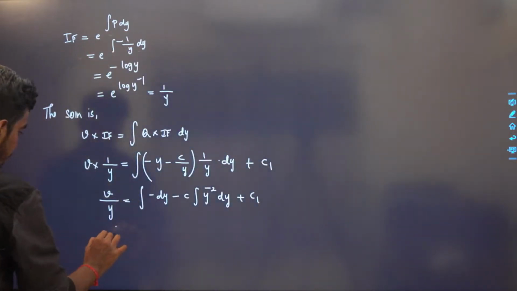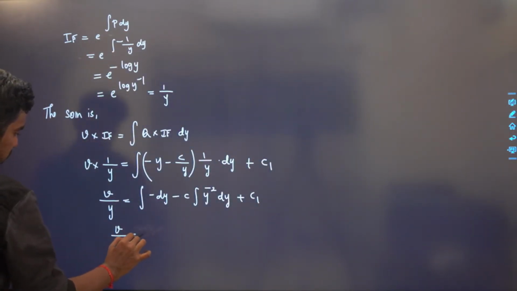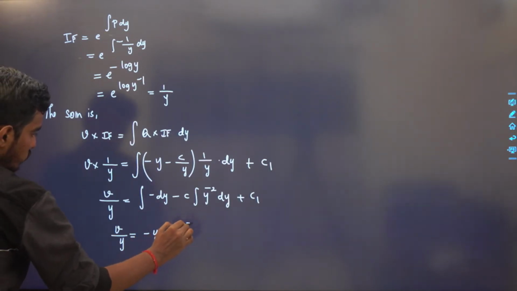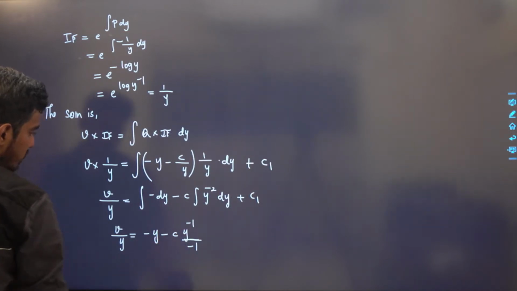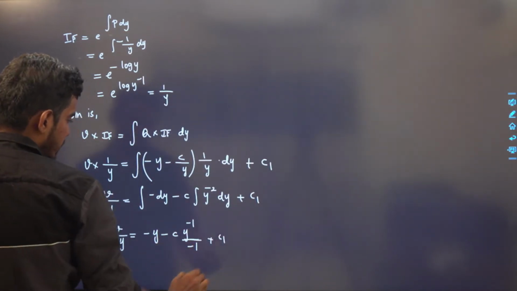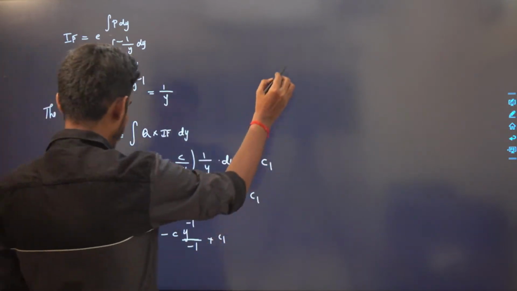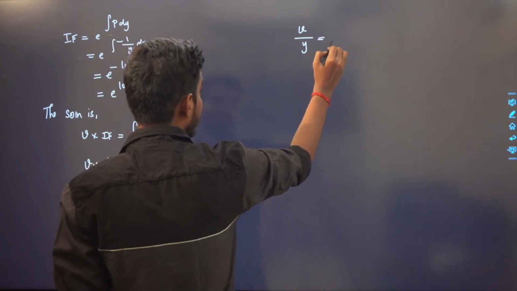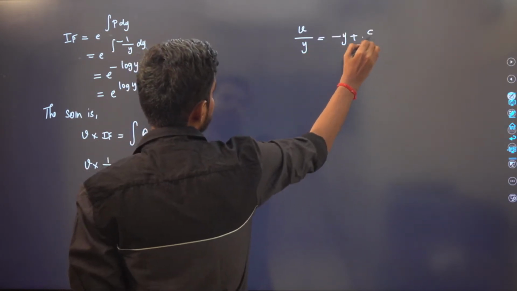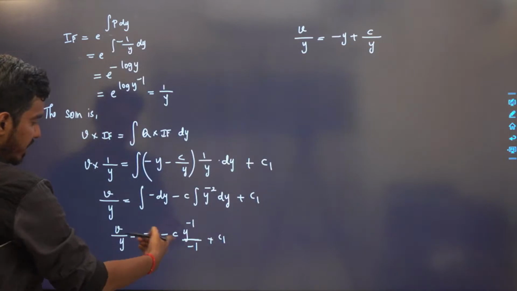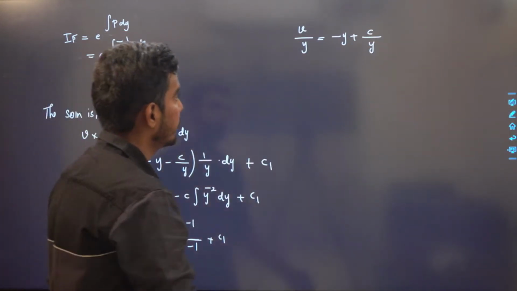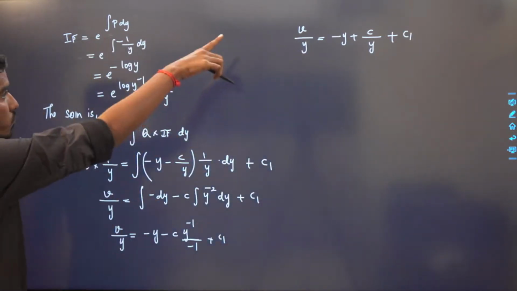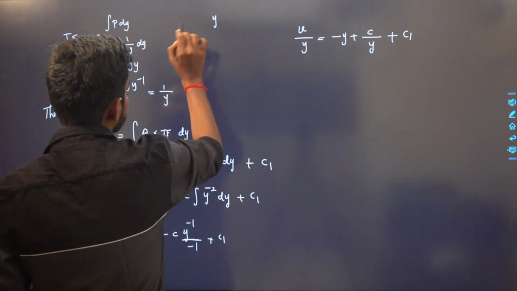Okay. So v by y is equal to minus y minus c y power minus 2 plus 1 by minus 2 plus 1, plus some constant c1. So you will have v by y is equal to minus y, minus minus will become plus c by y, plus some constant c1. Now you have to replace this v. So we know y is vx. Sorry.